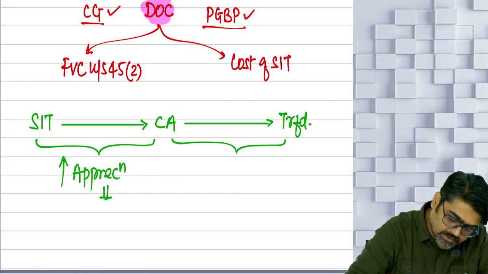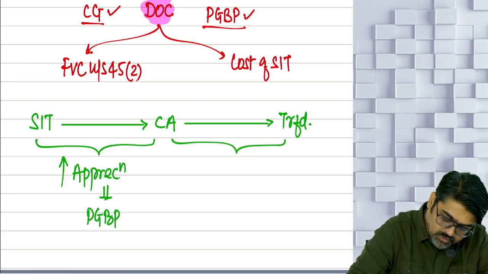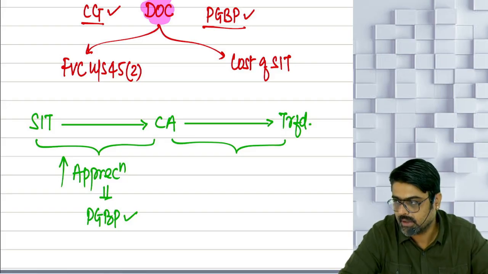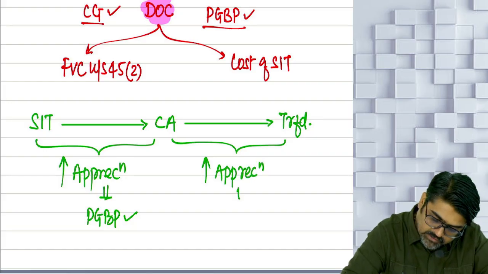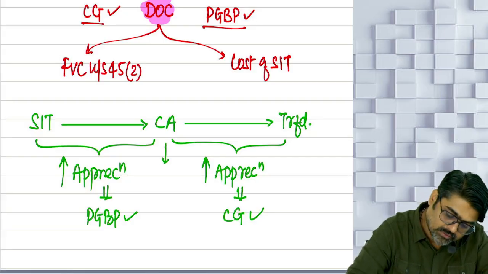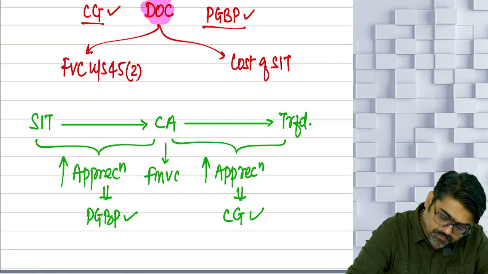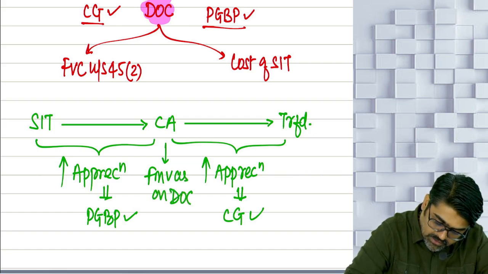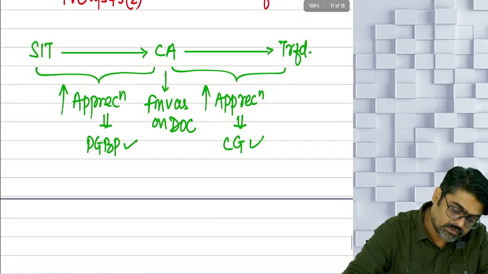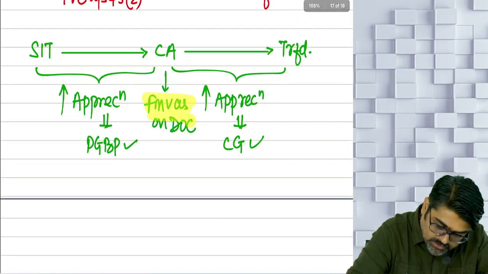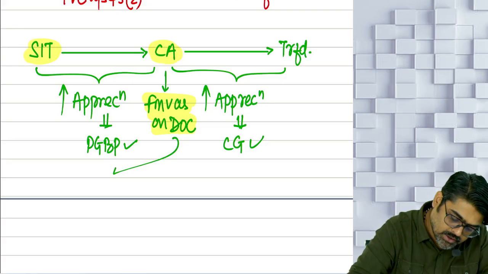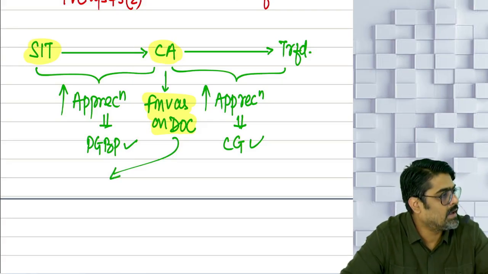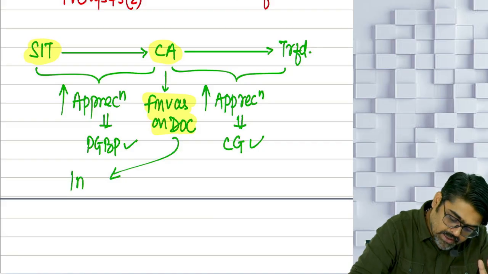So any appreciation in this period will be taxable under which head? PGBP. Because this was the period for which you were holding a stock in trade. And any appreciation in this period should be taxable under the head capital gain, no? So for that, do you know, as on the date of conversion, the fair market value will be there? That fair market value as on the date of conversion of your stock in trade into capital asset, yes or no? Here it will be treated as sale value. This will be treated as your PGBP income.